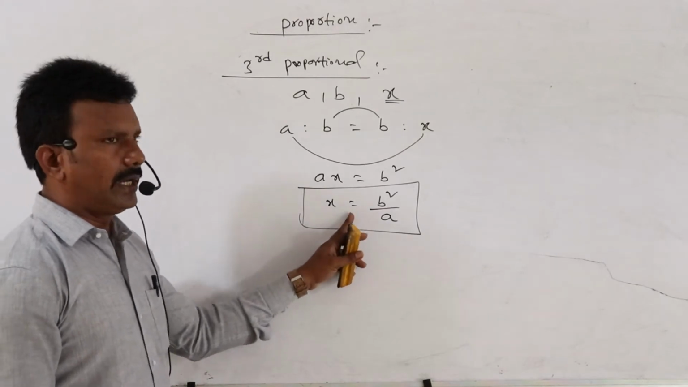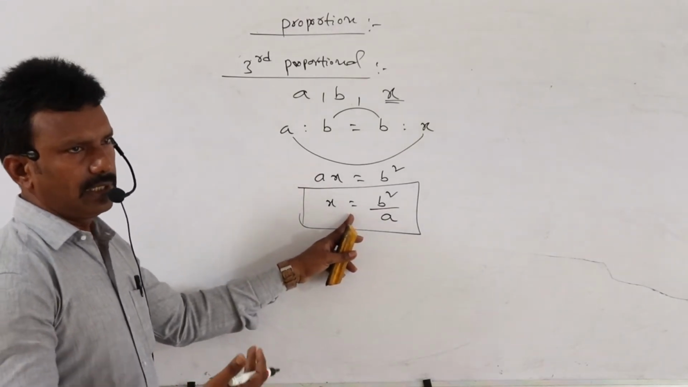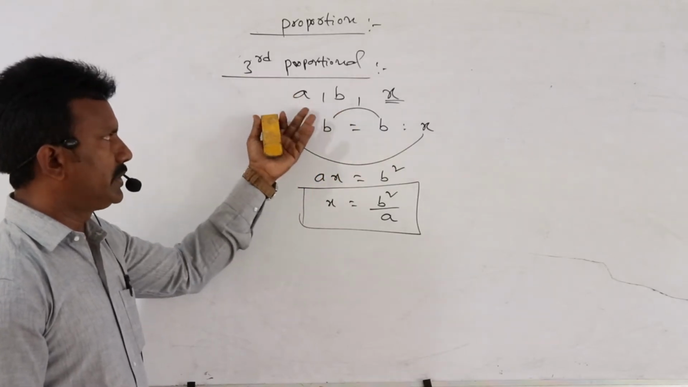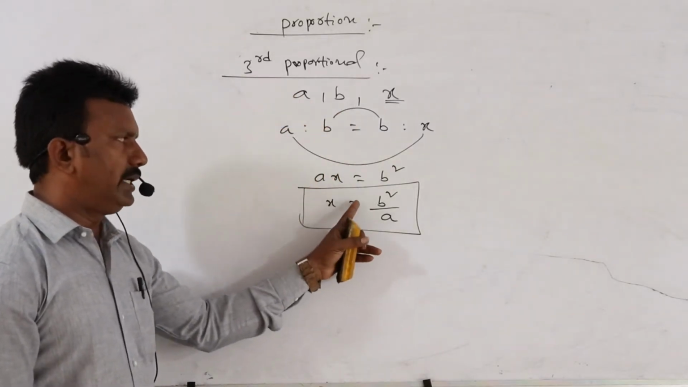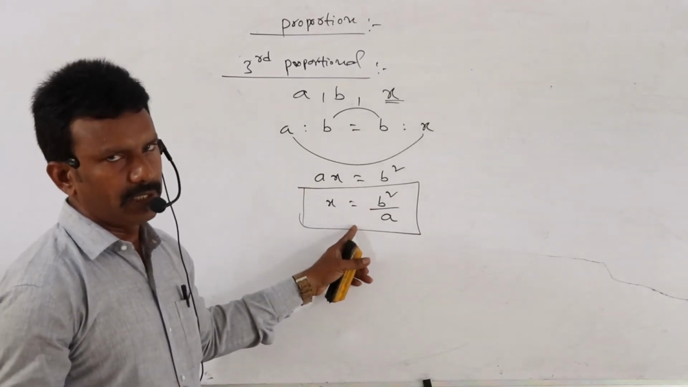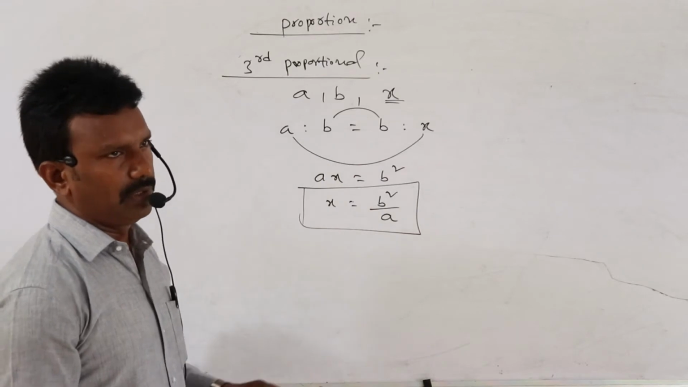So directly we can apply the shortcut for the given numbers a, b. In case of finding the third proportional of a, b, simply we write the shortcut b square by a. That's all. Now let's write one example.